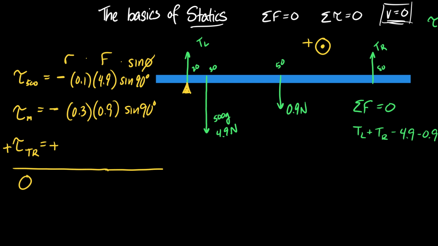Any question where I got any of those? All right, the string is located at the 80 centimeter mark. That is 60 centimeters away from the 20 centimeter mark. So we're looking at 0.6, but we don't know the size of this force. We just called it tension on the right, and it's also sine of 90 degrees.